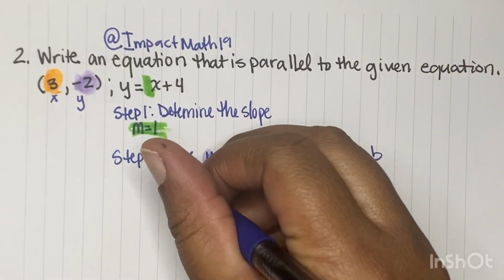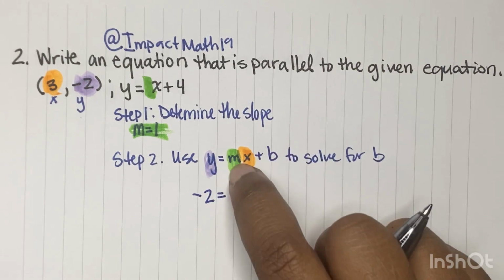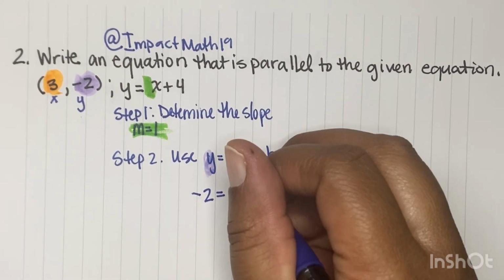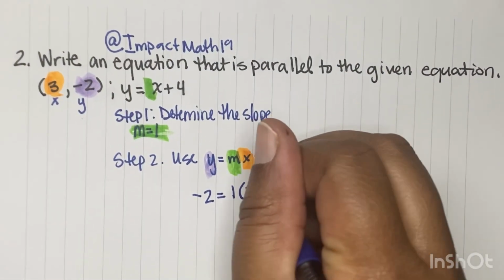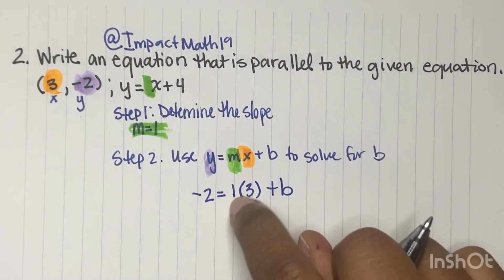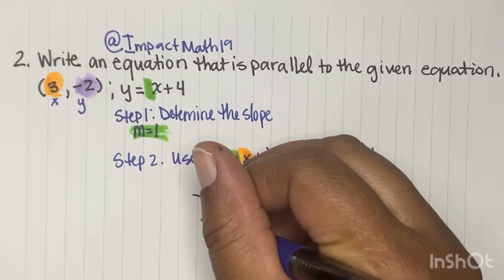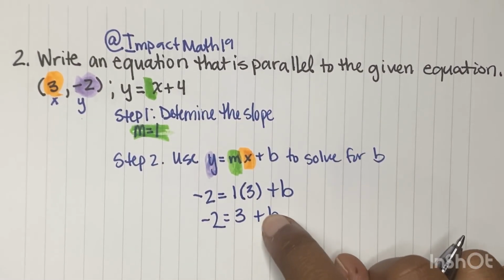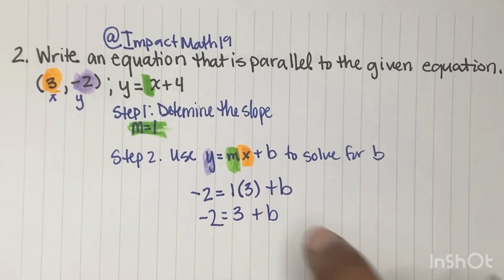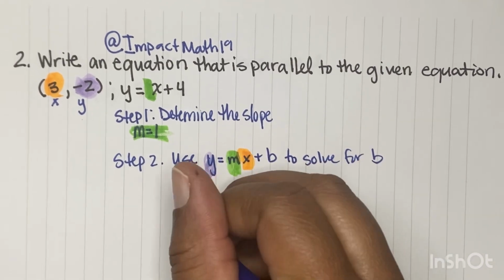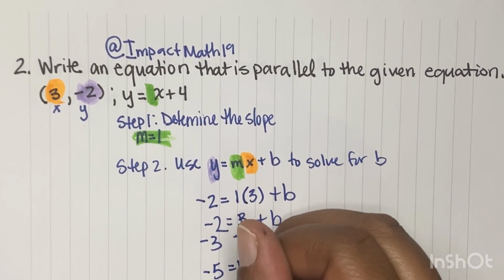So I'm going to put -2 equals, my slope is 1. Now, these letters are touching, so that means they're multiplied together. That's why I'm using parentheses. 3, okay, plus b. Now, 1 times 3 is 3, plus b equals -2. And I'm going to try to get this b by itself. So I have to move the 3 to the other side. Since it's a positive 3, I'm going to minus 3 to both sides. And I get -5 equals b.